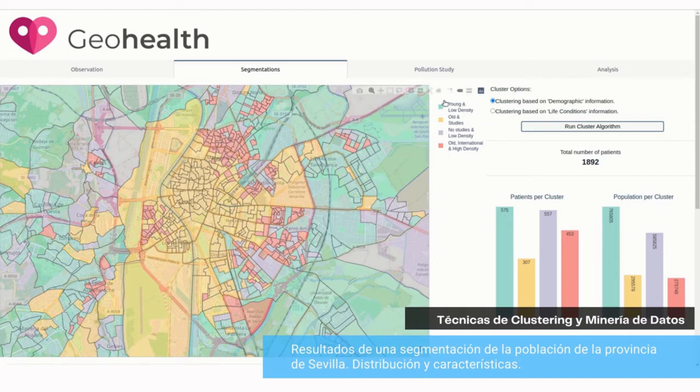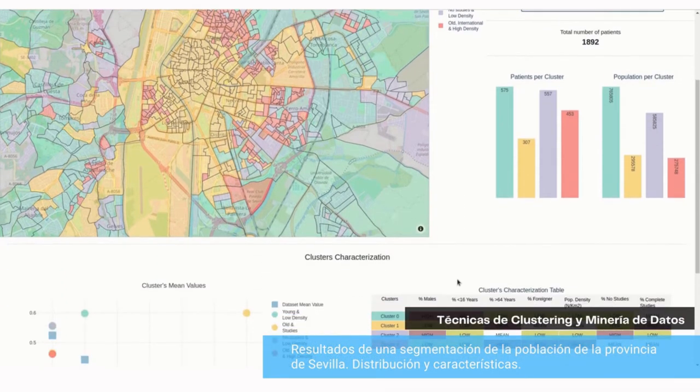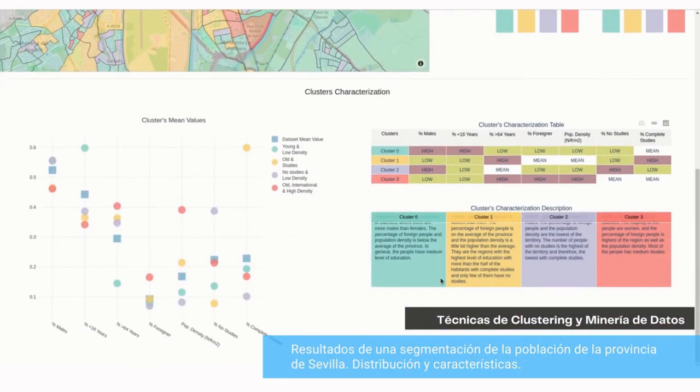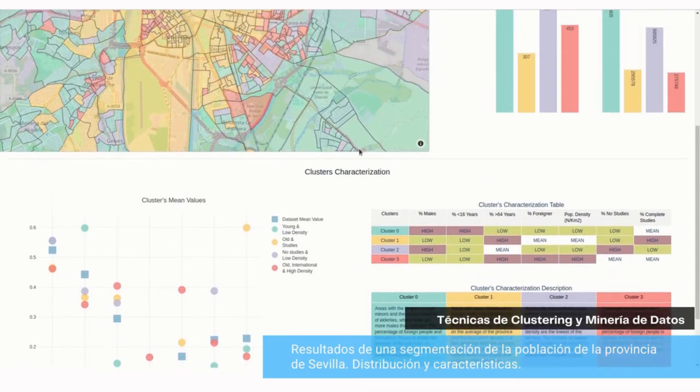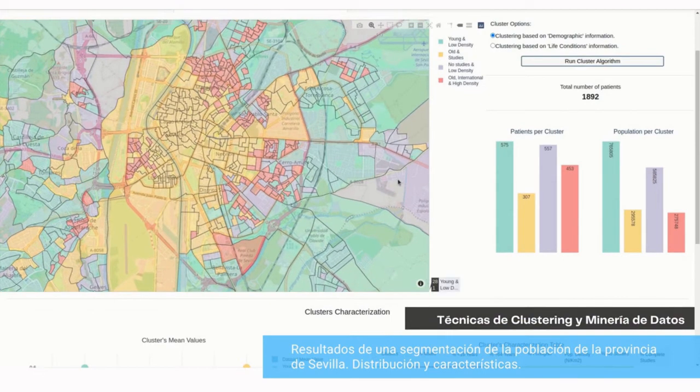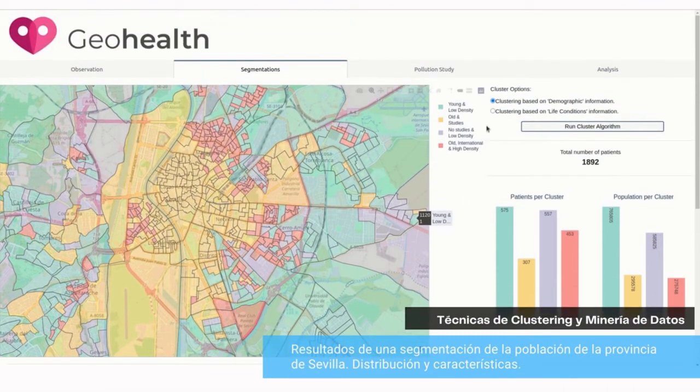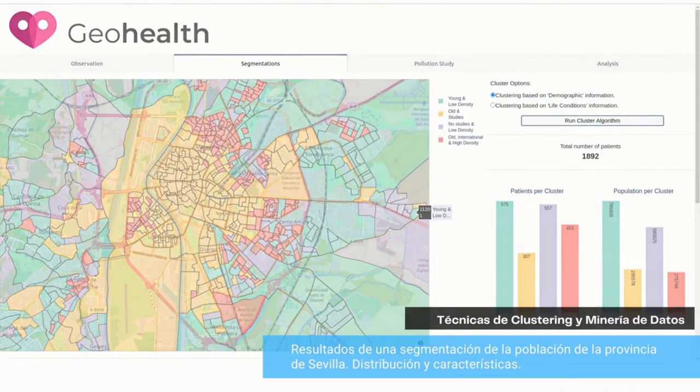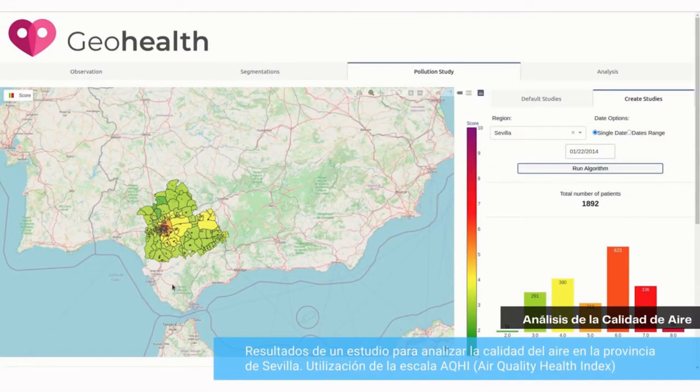On the right side of the screen, it's possible to observe the distribution of population by cluster as well as the distribution of patients by cluster. At the bottom of the screen, there is a set of graphs and tables that allow understanding the value of the variables that characterize each cluster, and a brief explanation of those characteristics. GeoHealth offers valuable information to understand the demographic characteristics of the patient's environment and to be able to develop studies that analyze their influence on patients' health.